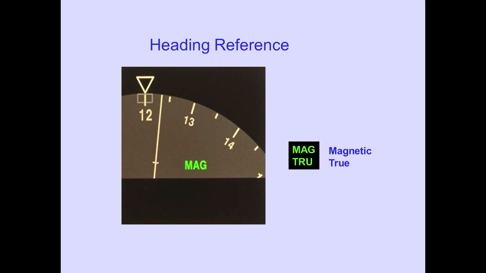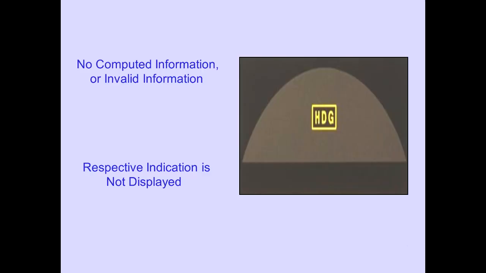The heading reference is also displayed. MAG is for magnetic, TRU is for true. If no computed information is received, or the information is determined to be invalid, the respective indicator is not displayed. If the heading information is invalid, a flag is displayed.